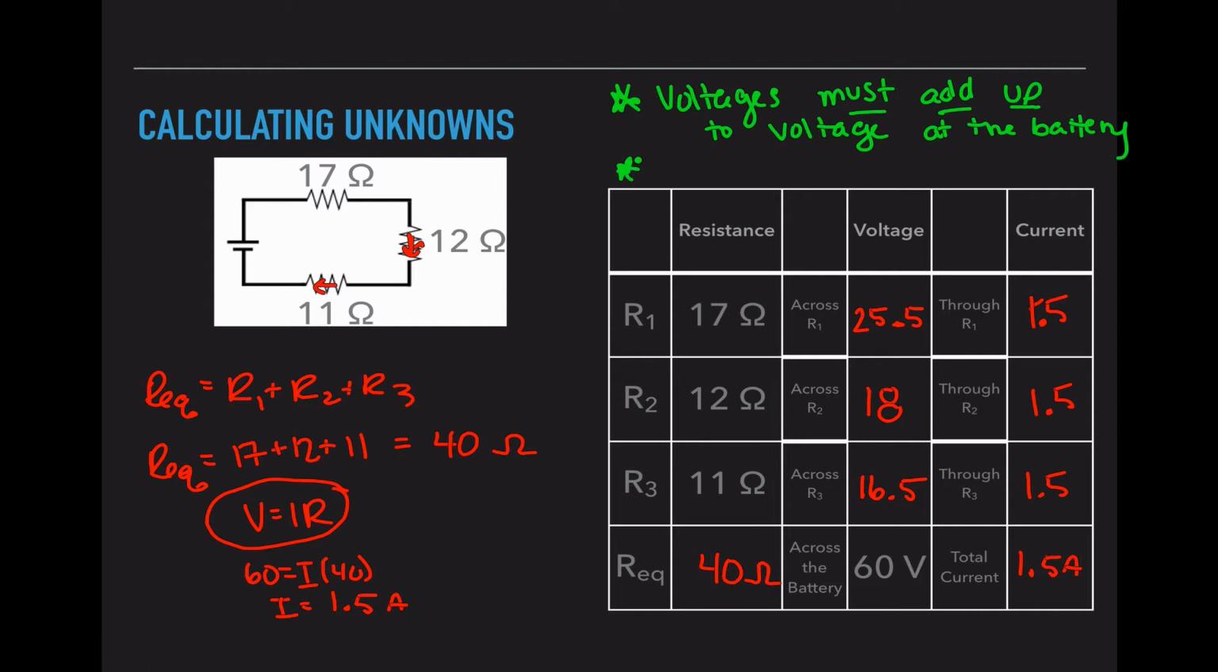Second star, your currents must all be the same. Since there's only one path of travel, they only have one option, each of these values must be the same number. Okay? So we're going to do one more practice problem together before I set you loose and have you do it on your own.